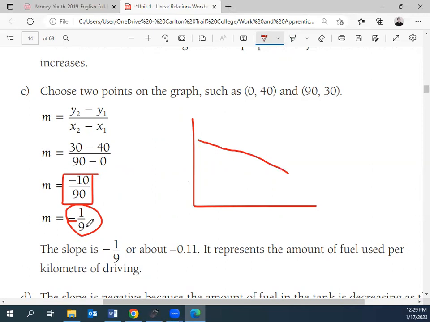So remember, this is rise and run, right? But just because it's rise doesn't mean it has to go up. In this case, it's going down. So it goes down 1 for every 9 that it goes across, is basically what's happening there.